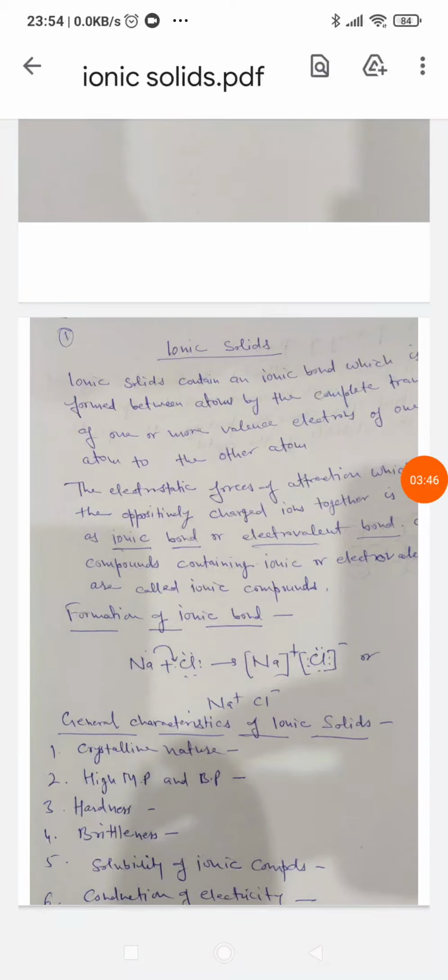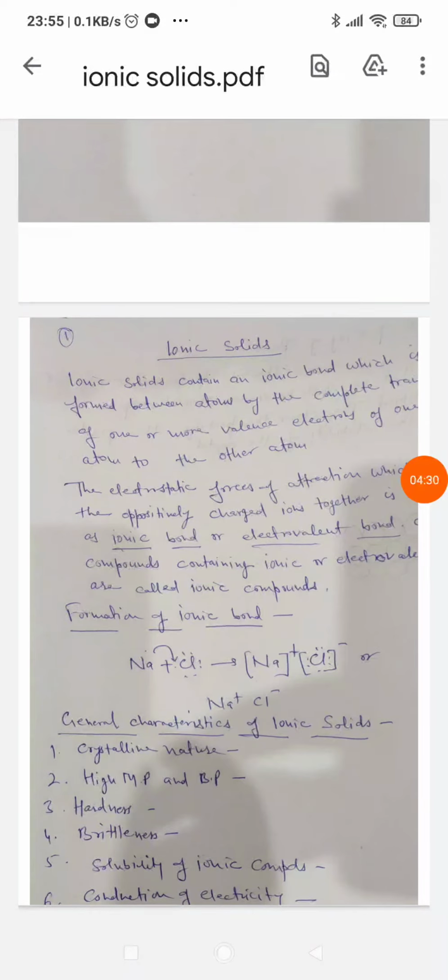General characteristics of ionic solids. The ionic solids have the following characteristics. Number one, they are crystalline in nature. Ionic compounds are crystalline in nature. X-ray study of these compounds has shown that they do not exist in the molecular form but consist of oppositely charged ions arranged in some definite geometrical pattern, and each ion in the crystal is surrounded by a definite number of oppositely charged ions. The geometrical arrangement of ions is different for different ionic substances.